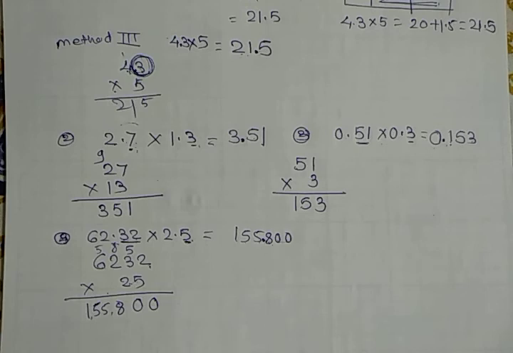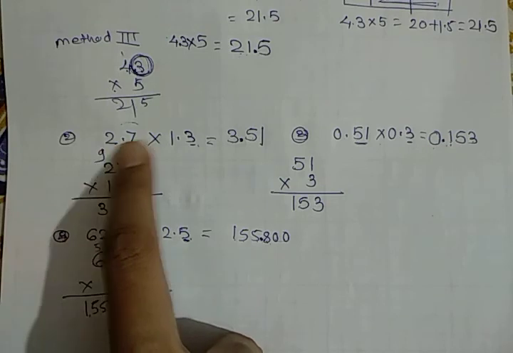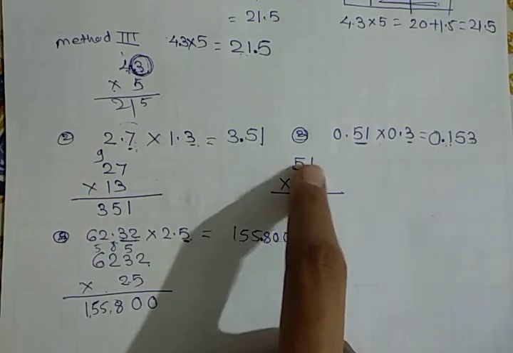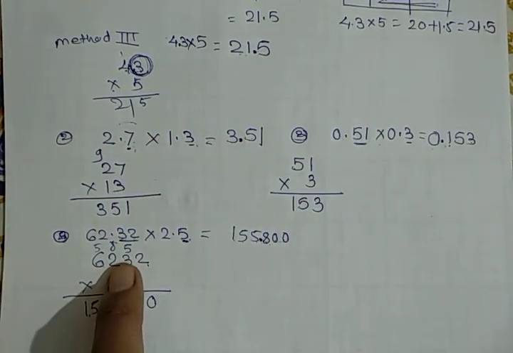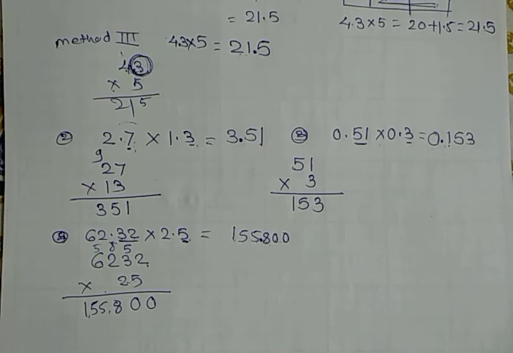Okay, write down. See here. First multiply, ignoring the decimal points. Simple multiplication: 27 by 13, 51 by 3, 6232 by 25. First multiply, then in the product, starting from the unit place, we count as many places as the total decimal places in the multiplicand and the multiplier, and place the decimal point before them. Let's see more examples in the next video.